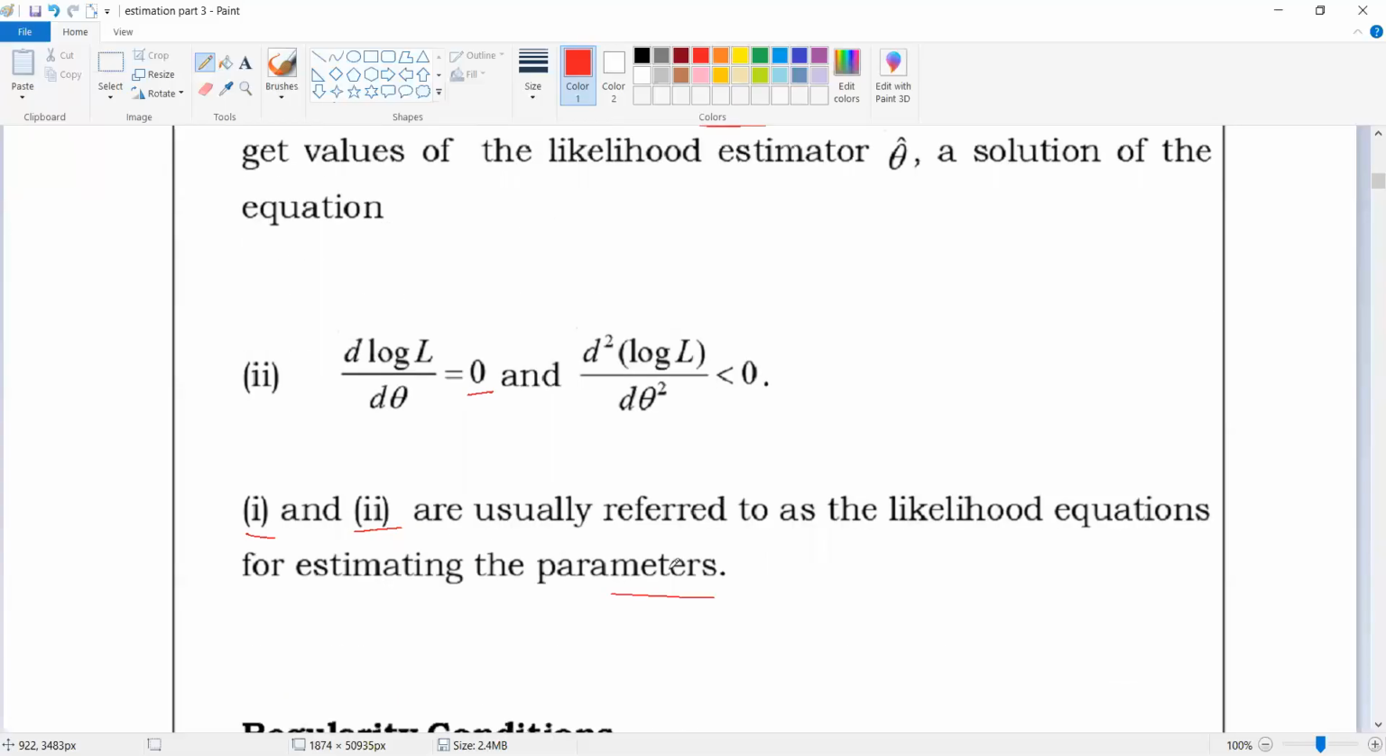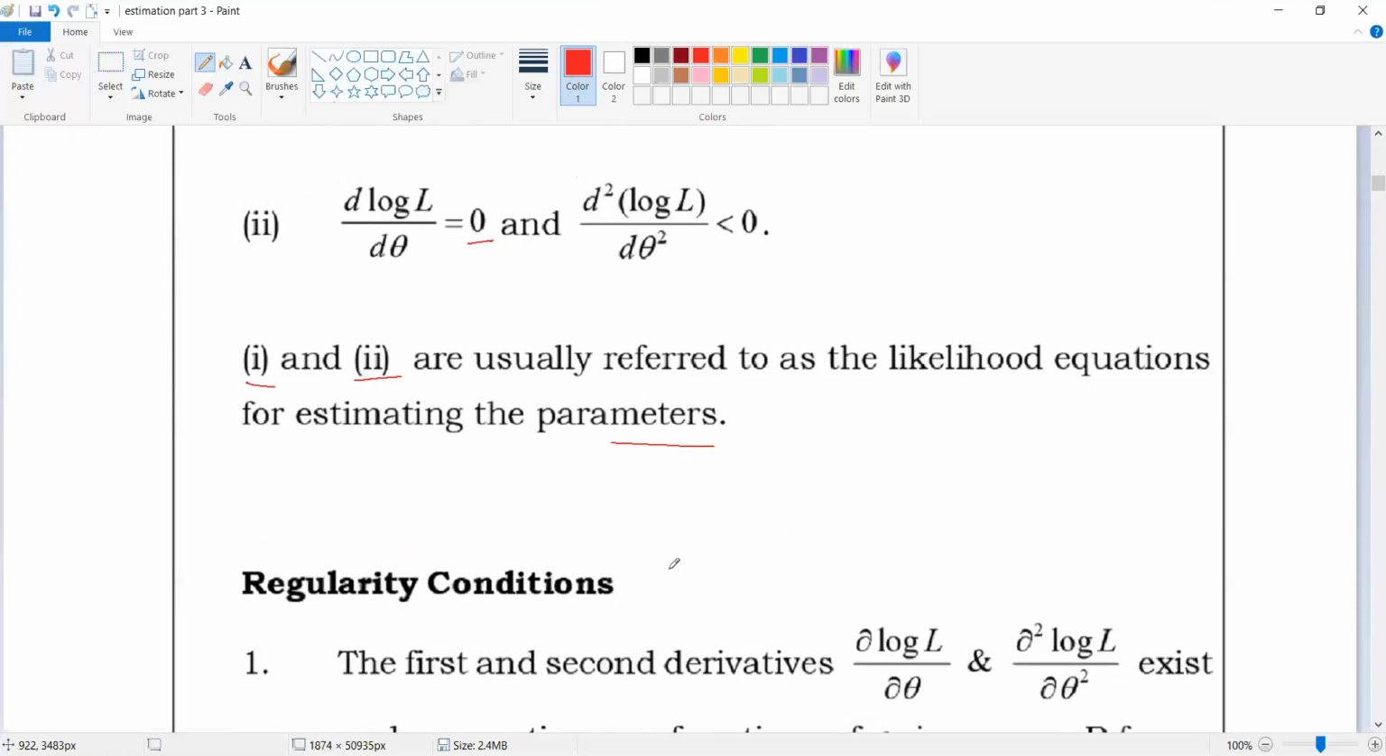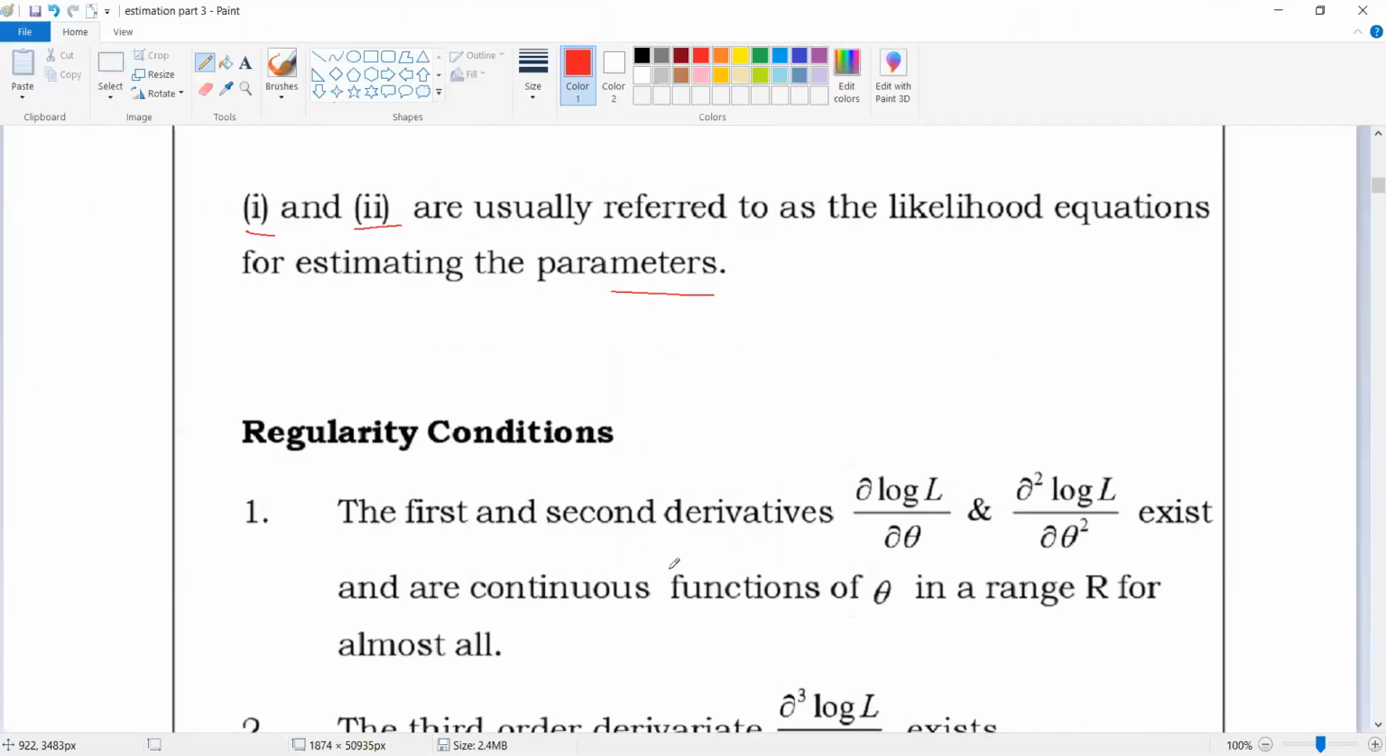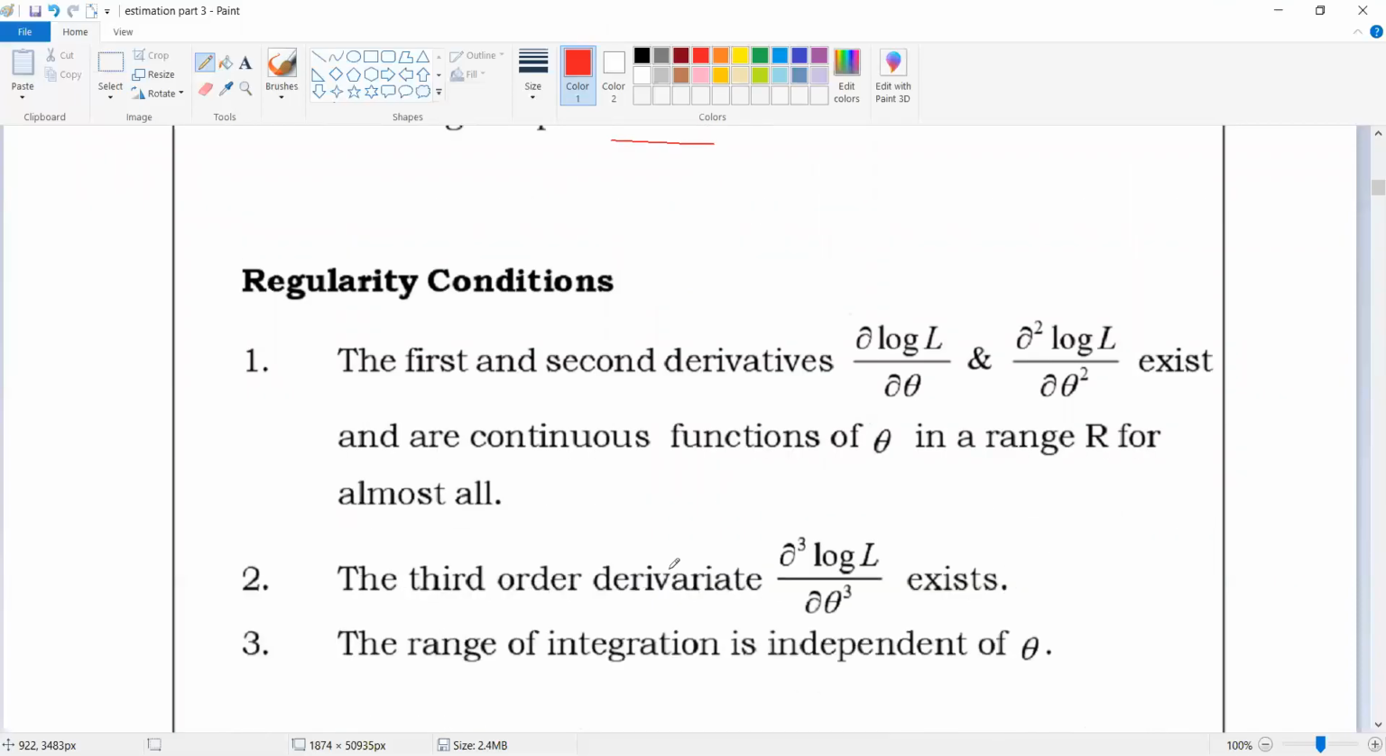MLE is very, very important from the examination point of view. It has more weightage in nationwide universities, at least 5 to 10 marks. The weightage of the method of estimation is 5 to 10 marks. Remember this point. So watch this video thoroughly and understand the concept of the MLE and method of moments.